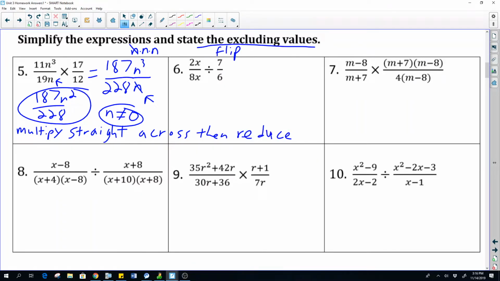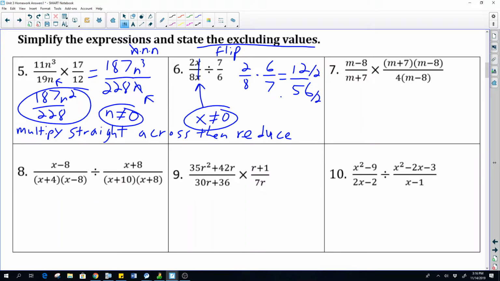Okay, remember to flip it. And so first, the exclusion: x can't equal 0, because you can't have 0 in the bottom. And then we'll cancel those, so we get 2 8s. Flip it, 6 over 7. So that's 12 over 56. And that can be reduced by 2, divided by 2.